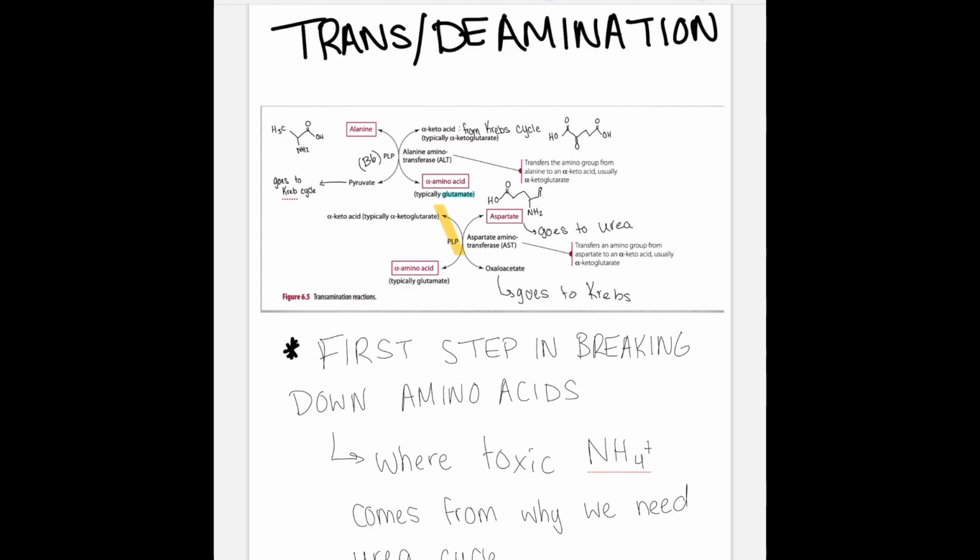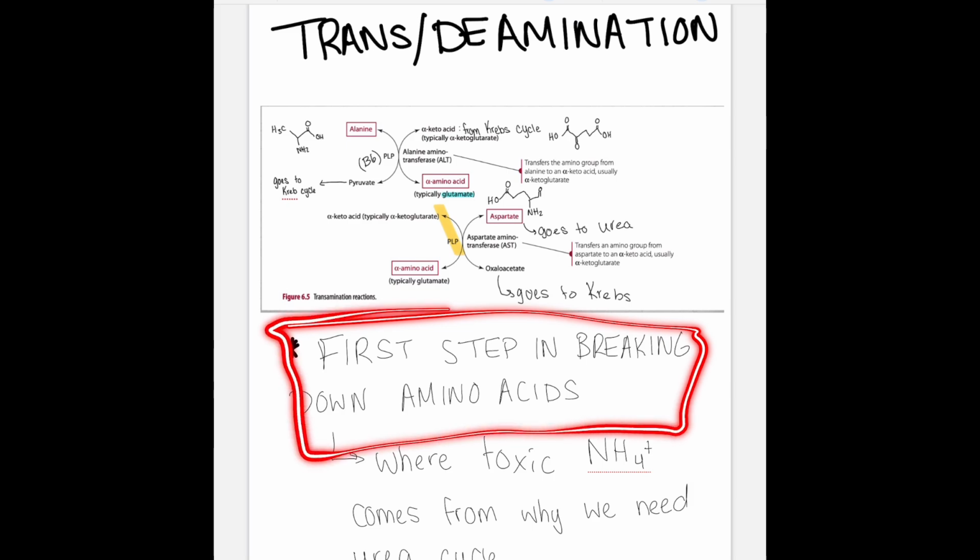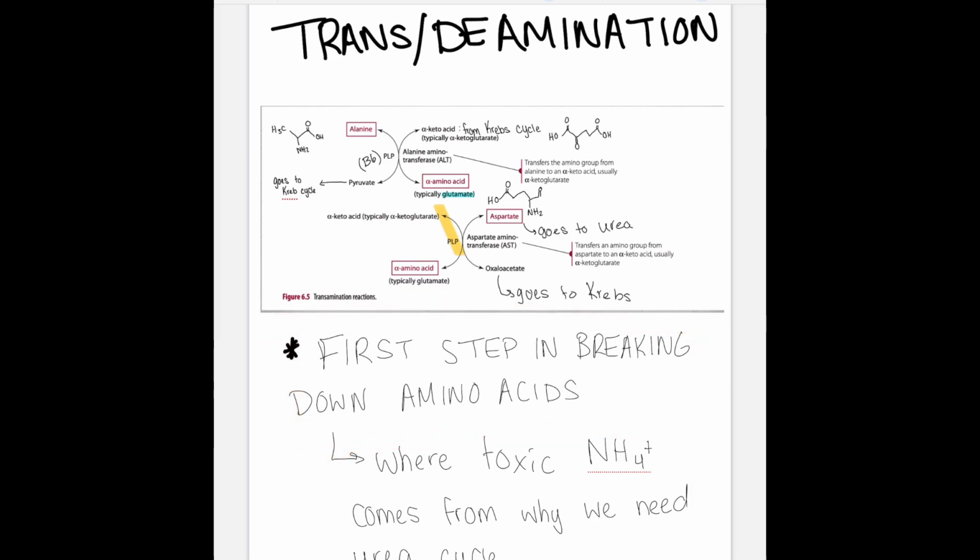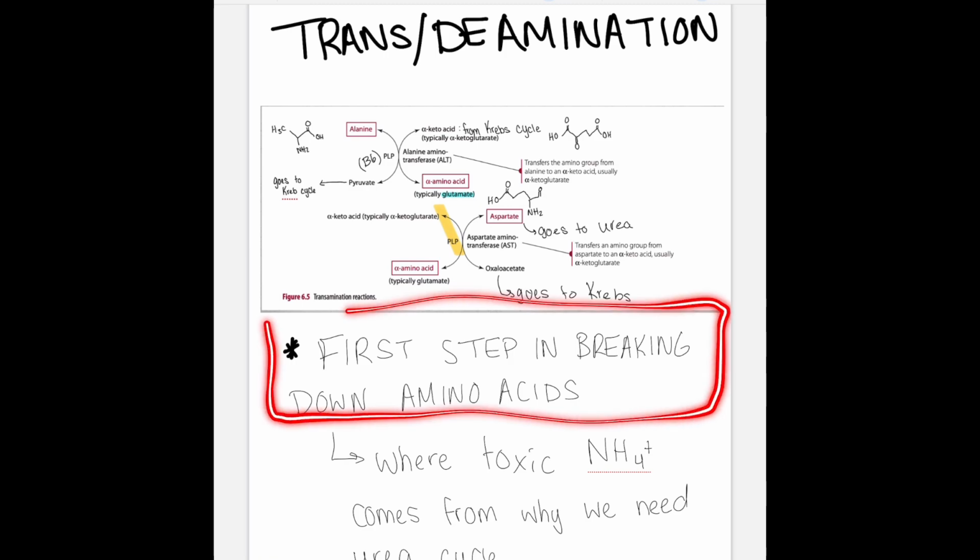Here's why he brought it up. Here's why it's important, at least in my opinion. It's going to be the first step in breaking down amino acids. So when we have amino acids, when we digest them, we need to break them down to actually be able to use them. This is always going to be the first step. So if we ever do move into amino acid catabolism, or the breaking down of amino acids, this is going to be the first step that we see.